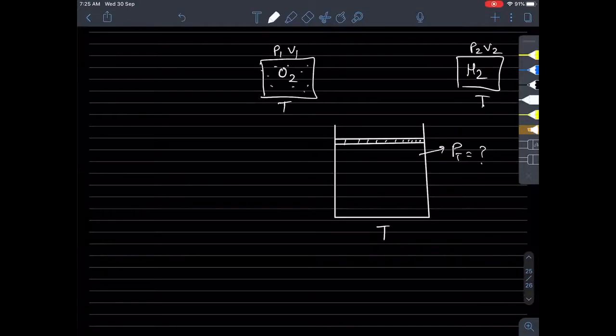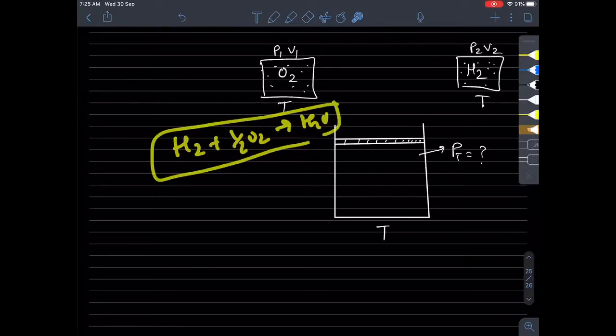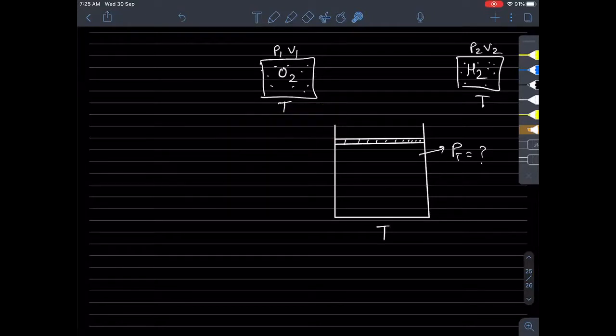Obviously guys, temperature is not so high that hydrogen and oxygen are reacting. So don't think about H2 plus half O2 forming H2O. Don't think about this, because the temperature requirement for this reaction is quite high. I'm not going to that temperature. This is far less than that. And I am giving you the volume of this container to be V. My question is, find the total pressure.